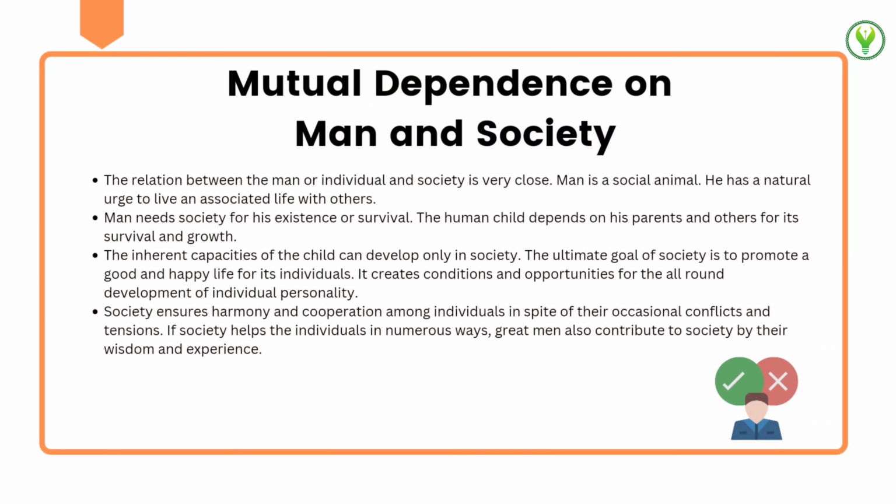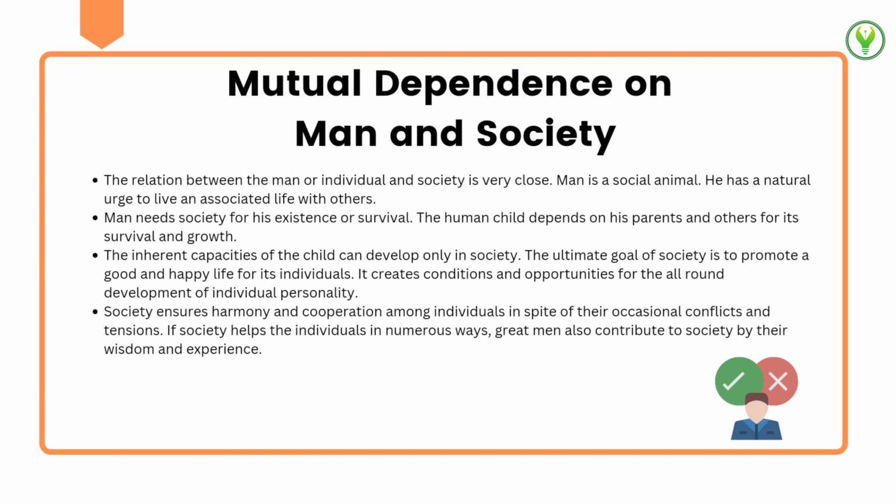Moving on with mutual dependence of man and society. The relation between the man or individual and society is very close. Man is a social animal. He has a natural urge to live an associated life with others. Man needs society for his existence or survival. The human child depends on his parents and others for its survival and growth. The inherent capacities of the child can develop only in society.